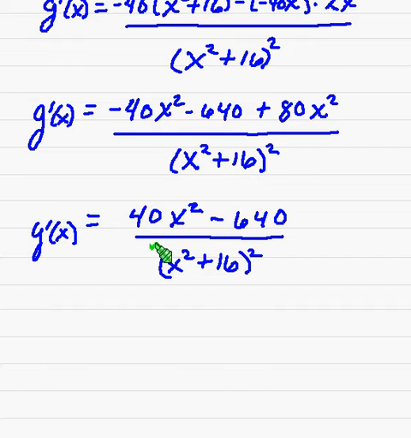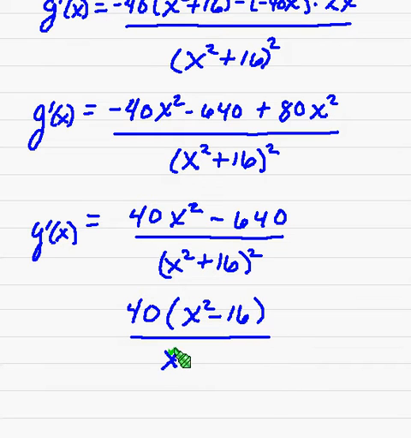We need to factor the top part out. And I guess the question is how many times does 40 go into 640? And the answer to that is 16. So I'm going to factor the 40 out, and that's going to leave x squared minus 16. And that's all over x squared plus 16 quantity squared.